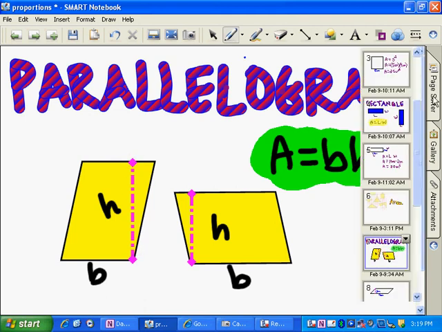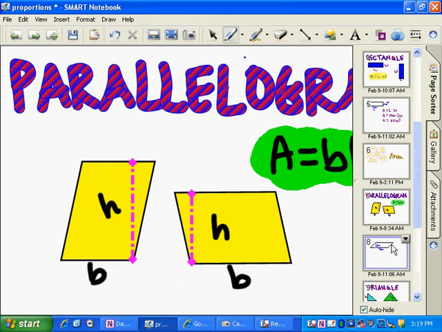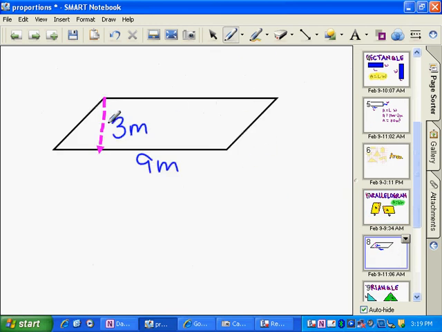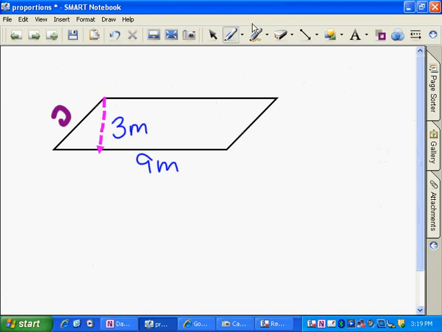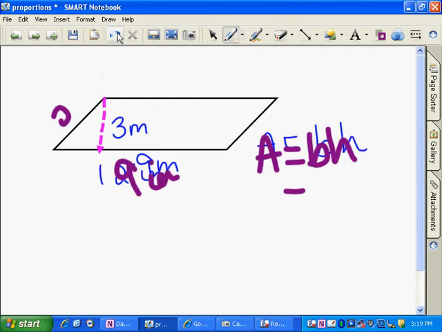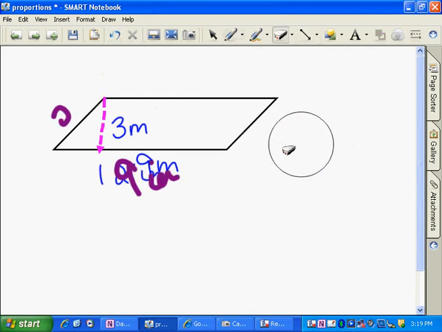When I am plugging that into a formula, such as this example here, I need to remember that this represents the height. If I told you that this height here was 4 meters, let me fix this. Let's fix all this.